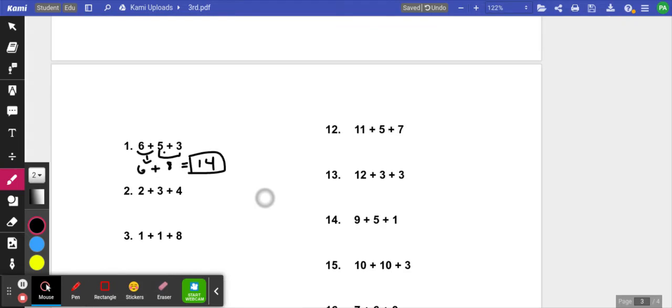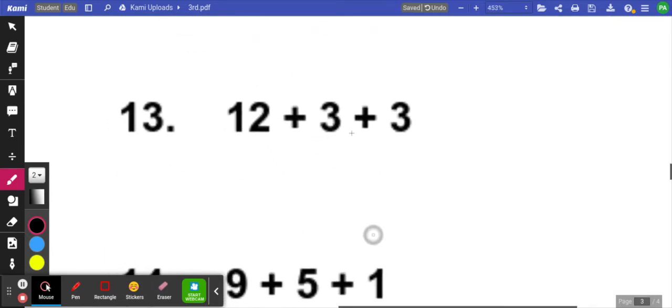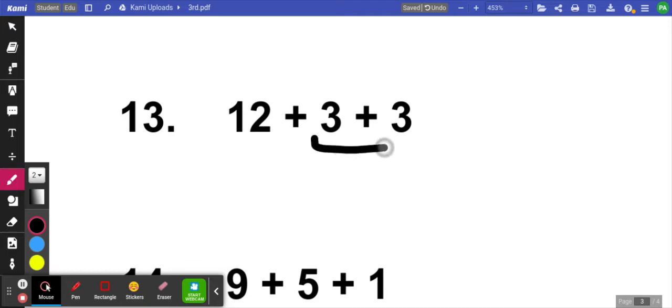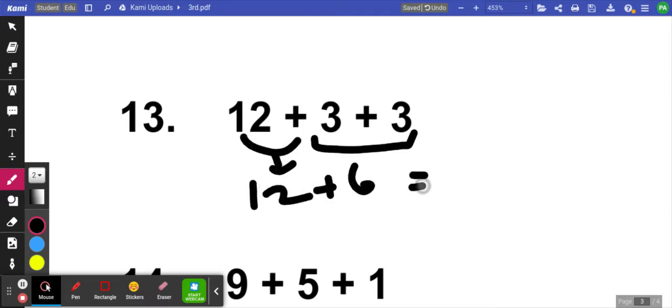But something a little harder, like number 13, for example. So we see that there's a 2-digit number, but it's very small, very simple. So for this one, let's go small again. 3 plus 3. What is it? 6. And now we're going to bring down the big number, 12 plus. And what is 12 plus 6? It is 18.